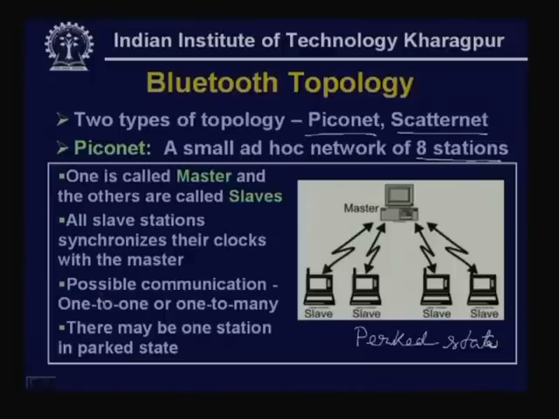All slave stations synchronize their clocks with the master. That means all the communication is performed through the master, and the communication can be one to one or one to many. So, there are two possibilities, and there may be one station in the park state, as I mentioned. That can join only when one of the active slaves is taken out.